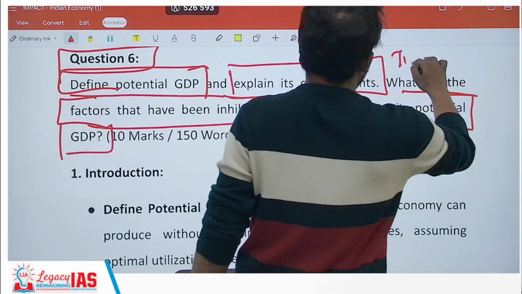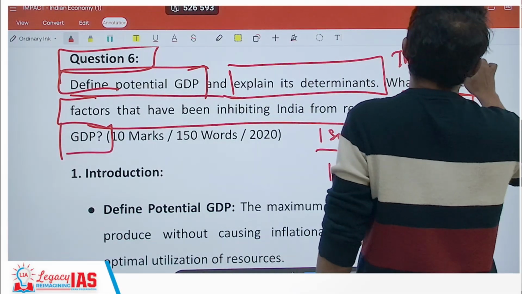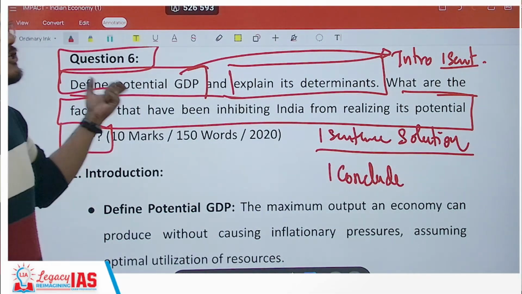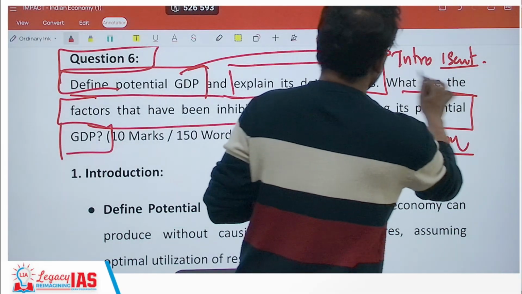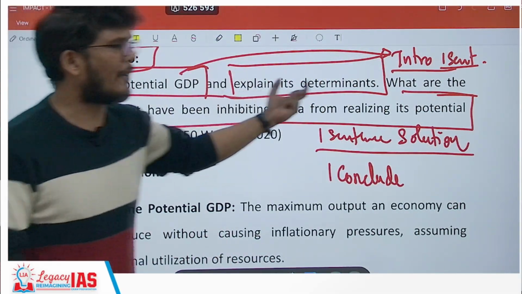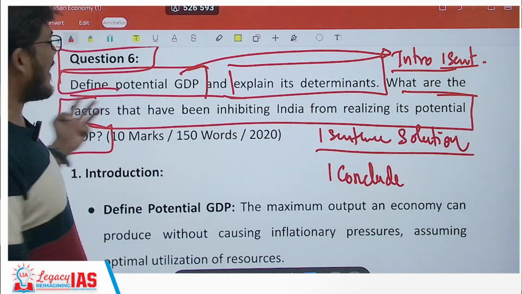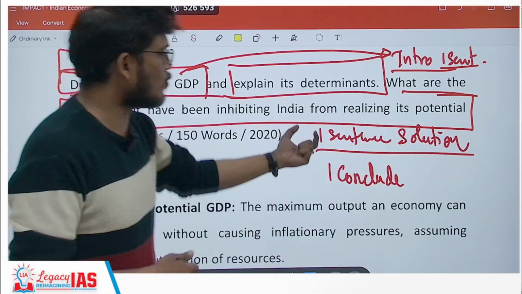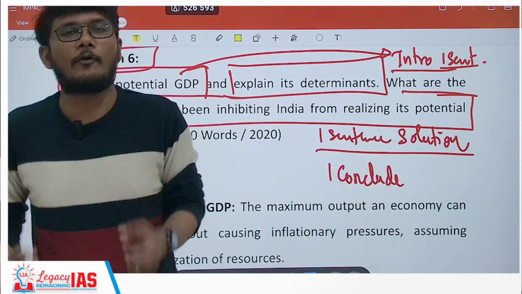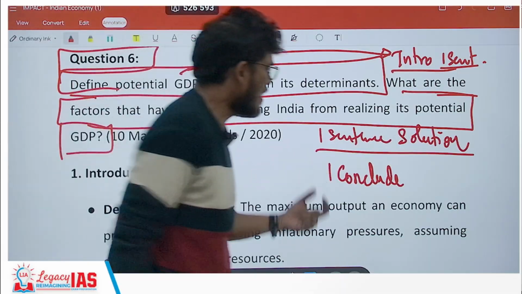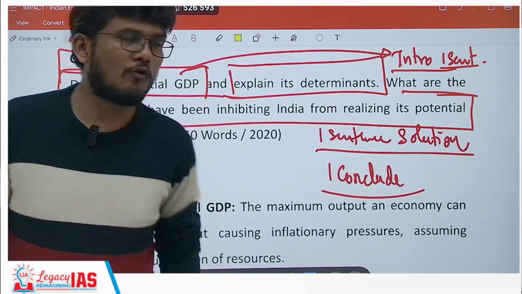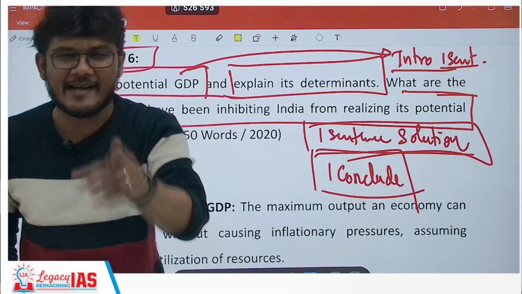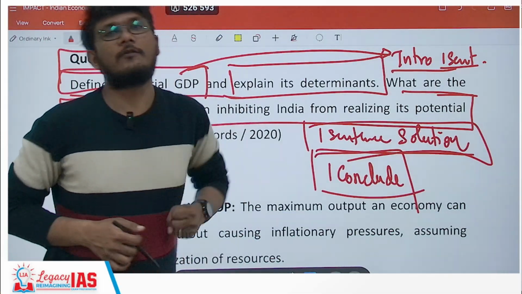Here, the introduction is one sentence, or it can be 2 sentences also, because anyhow you are going to start the introduction with the definition itself. So first the introduction, which is the definition itself, then comes a paragraph about the determinants, then you talk about the factors that are inhibiting, then you write the solution. In short, it can be 1 or 2 sentences or lines depending upon the number of words that are there, and then you conclude the answer. If you are short on words, I will again repeat, instead of a conclusion, just mention the solution and conclude, but make sure you write the solution.